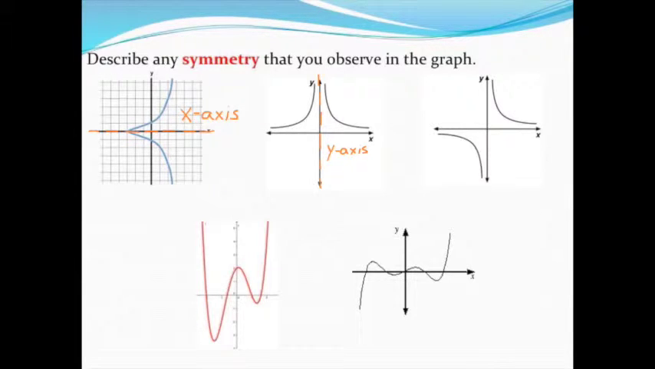Moving to the third graph, there's not a vertical or horizontal way we can fold the graph. However, we can kind of imagine folding it along this line, or some people notice the graph is sort of rotated to get it to line up with itself. Regardless of how you want to think of it, when a graph looks like this, we would say it's symmetrical about the origin. It shows an origin sort of symmetry.